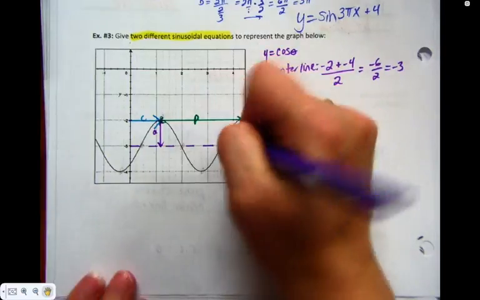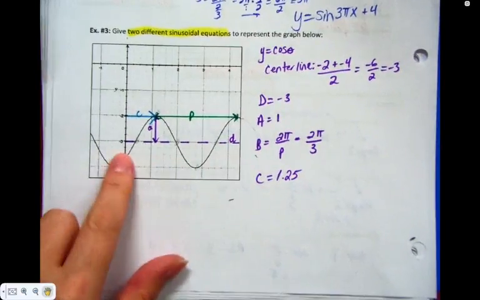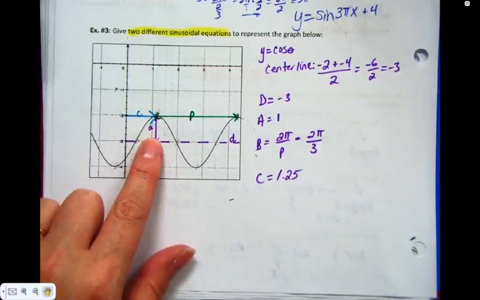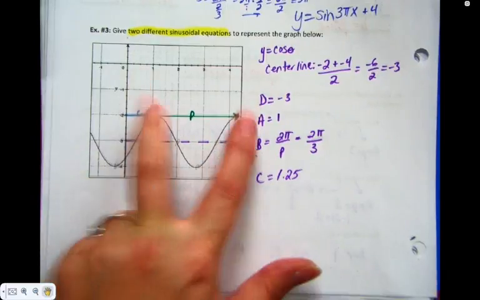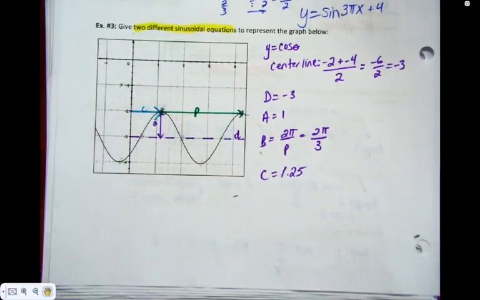I should just mark the center line, sorry, is where D came from. So D is that center value, which is just halfway. A is the distance from halfway to a max. B is 2 pi divided by the period of the graph, which is max to max, or min to min. And the C value is from the y-axis to where it started.